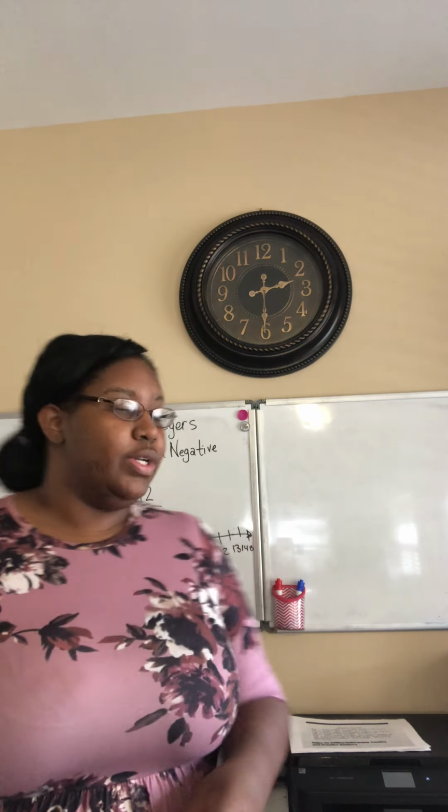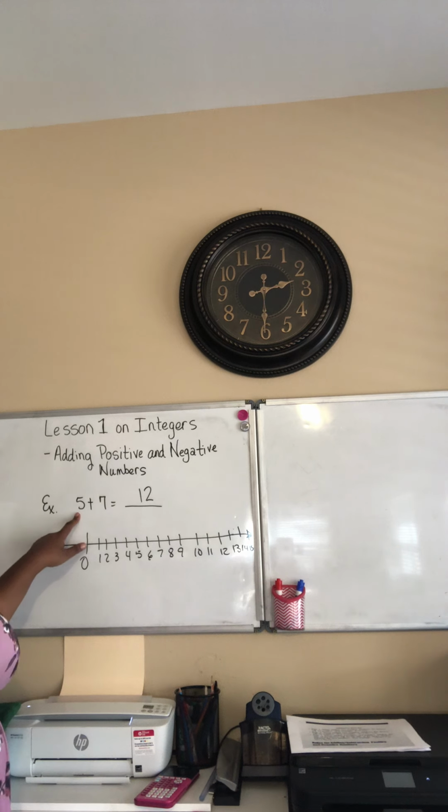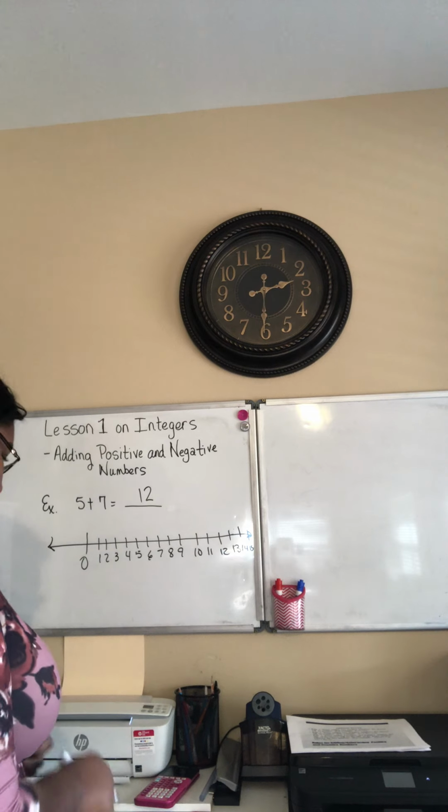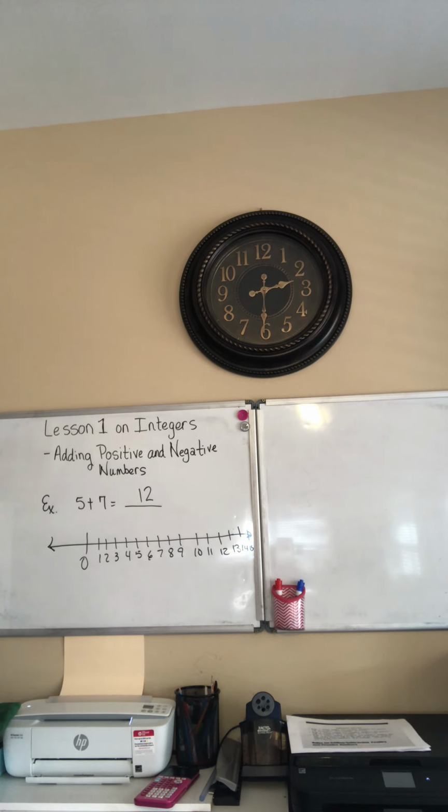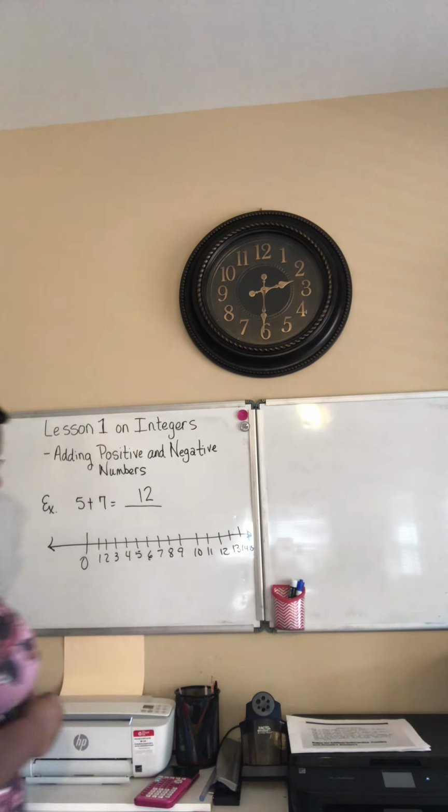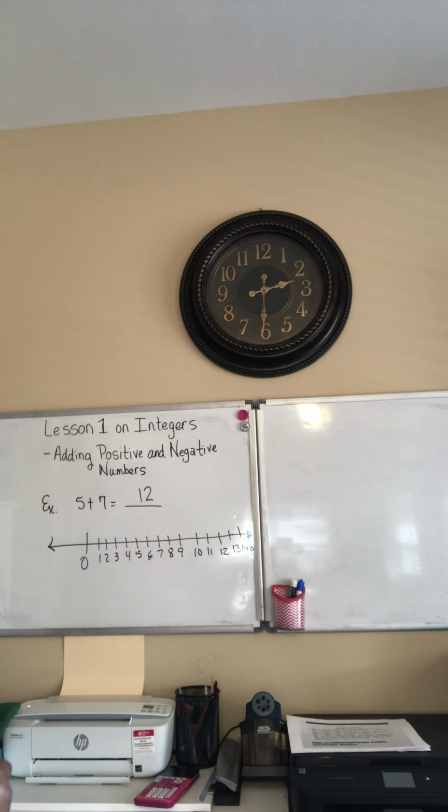Okay? So, I look at this and it is a positive 5. This plus sign is no longer considered a plus sign. That is telling me I'm dealing with a positive 7. So, I have a positive 5 and a positive 7 here. So, if I look at this on a number line, the number line kind of helps us to make sense of what is happening here.